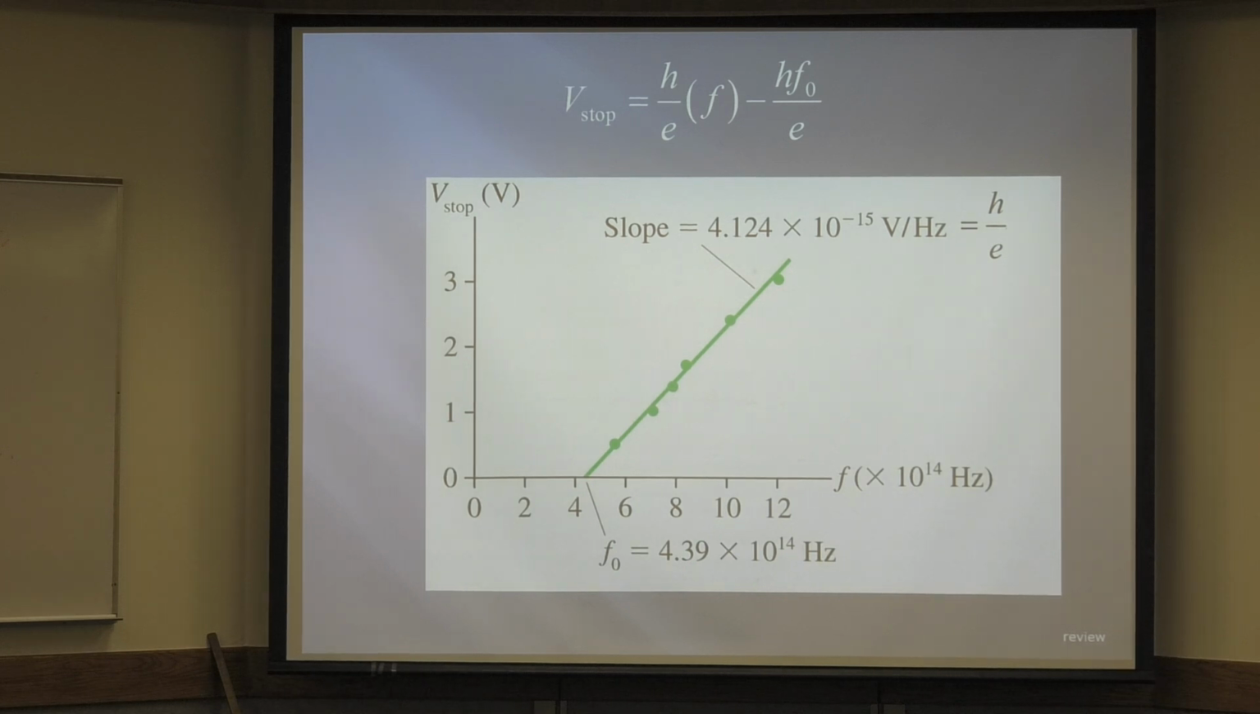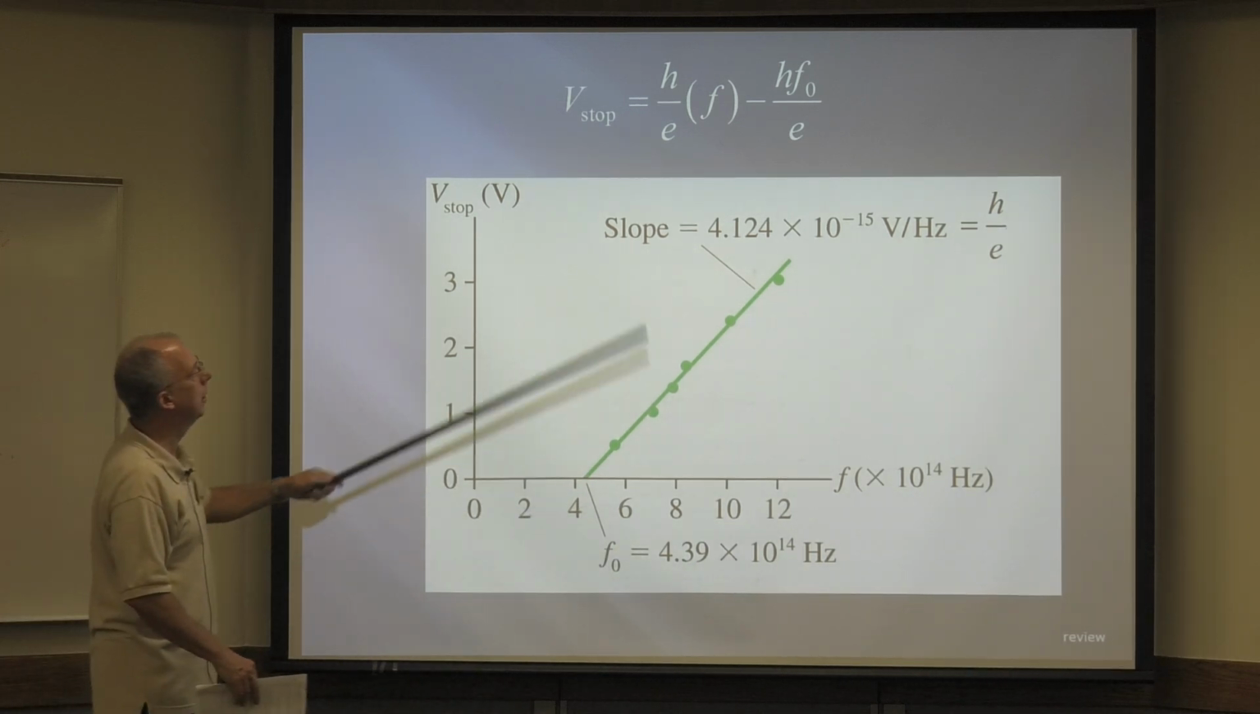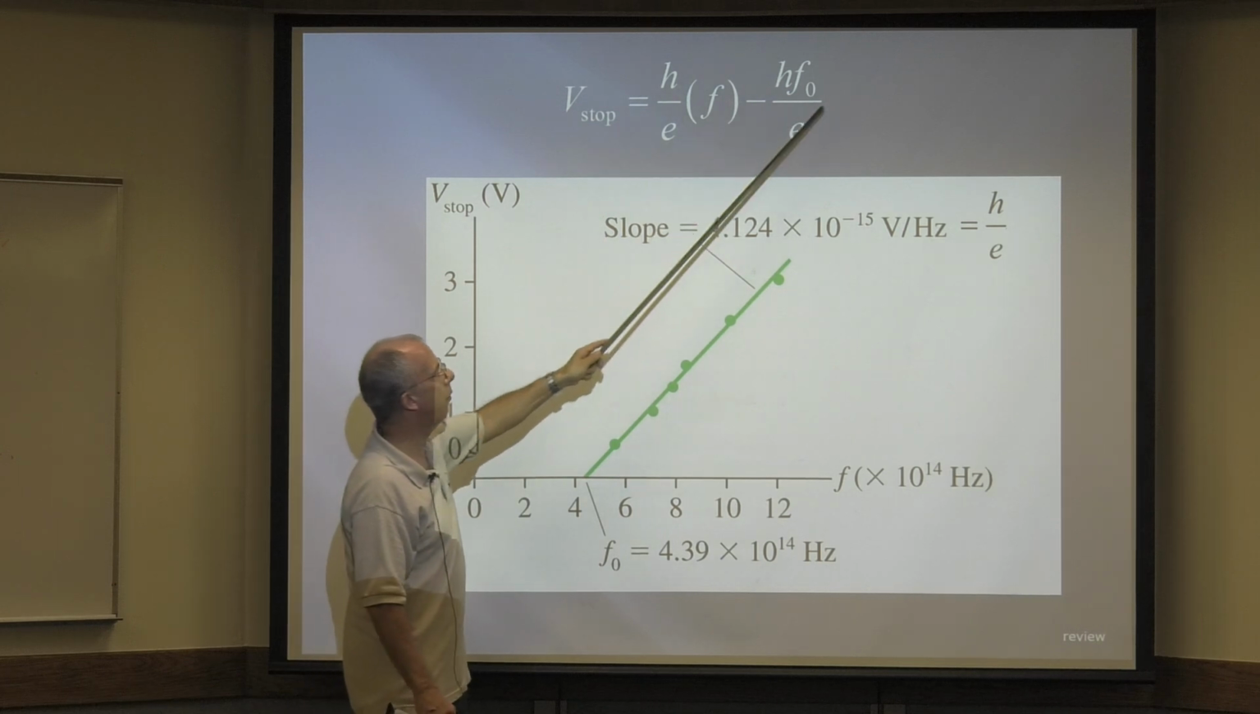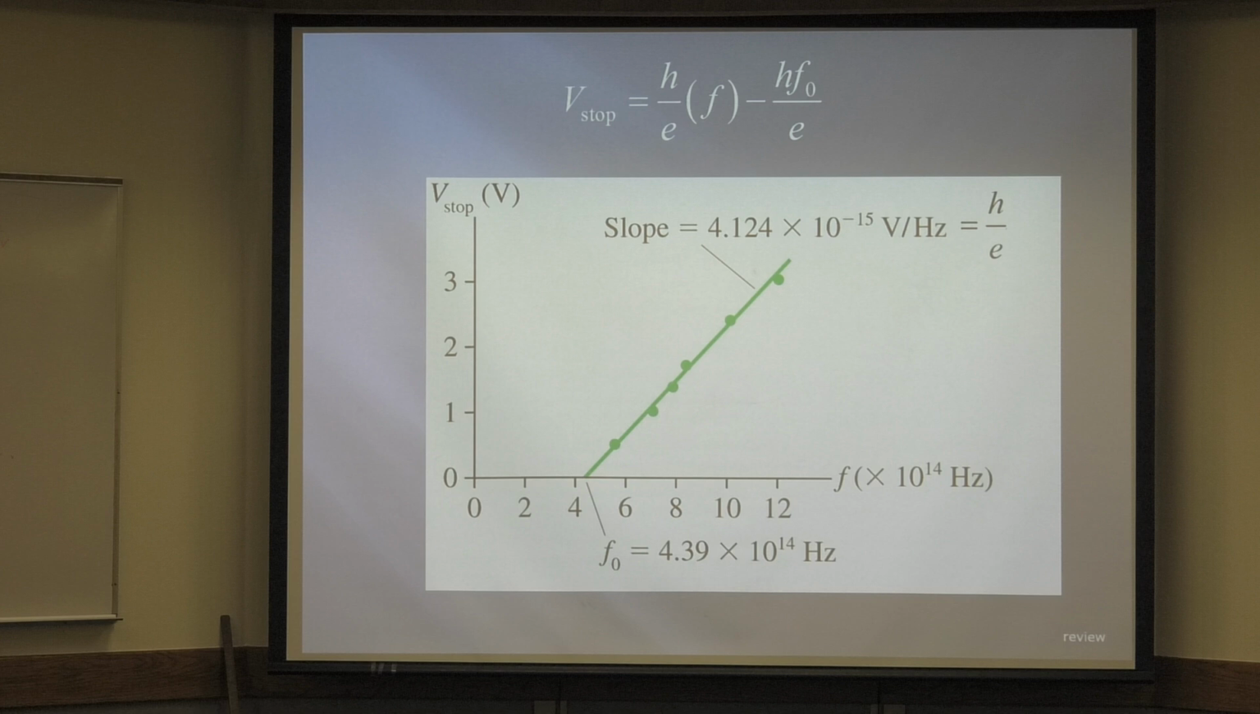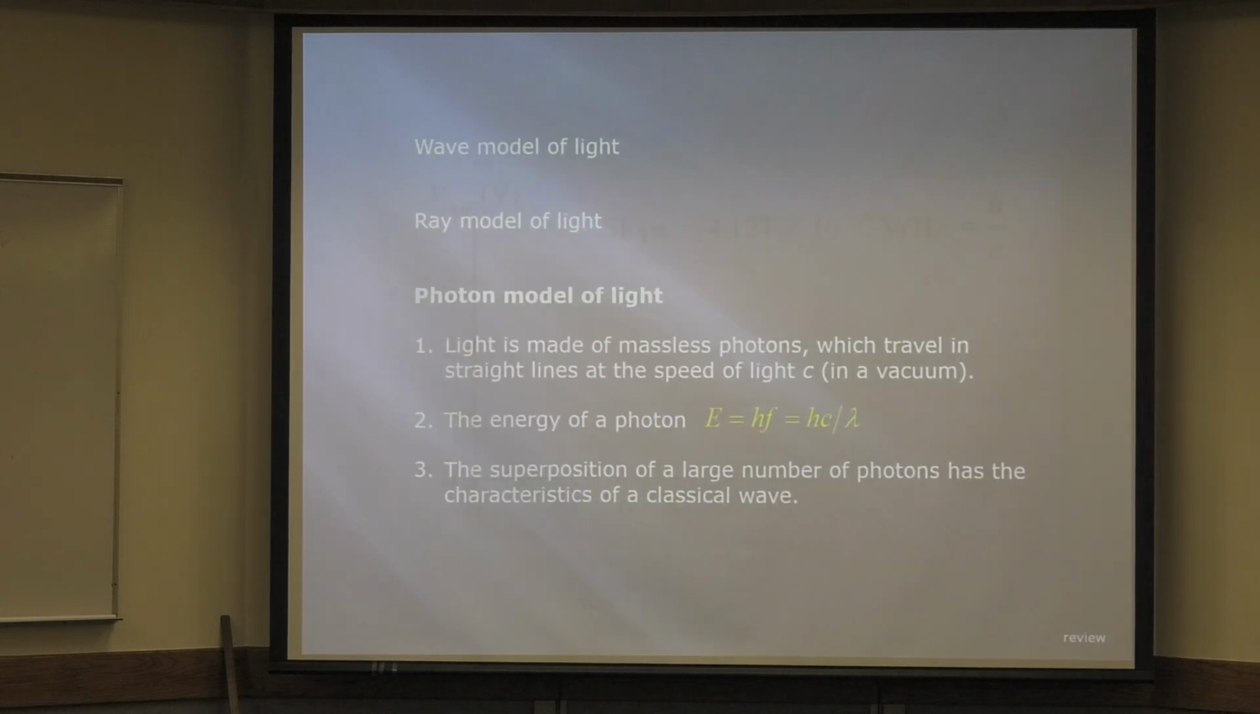And then this was his prediction. You know, we talked about the V stop. And he predicted this formula, and by golly, the data matched it exactly. So that's why Einstein got the Nobel Prize.